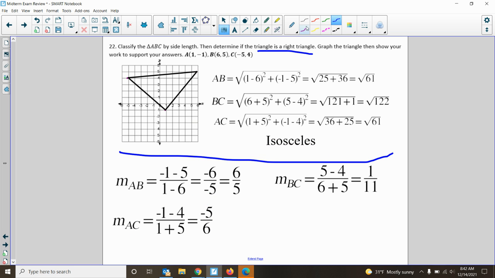Notice here that these two slopes are opposite reciprocals of one another. You flip 6/5 upside down and then you change the sign. And these two lines are in fact perpendicular to each other. So the triangle has to be right. Okay, there you go. It's a right isosceles triangle. 3 distances for the classification by side length, 3 slopes to figure out if the triangle is right or not.